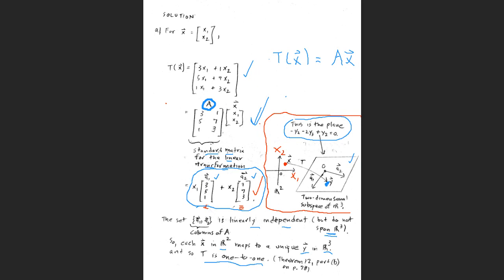If you were to change x1 and x2, change the weights on those vectors A1, A2, the point with those weights will be a different point, and it would map to a different vector y in three-dimensional space. Are you intuitively seeing this? That the transformation has to be 1-to-1? Okay, Mikhail's saying it. Very good.